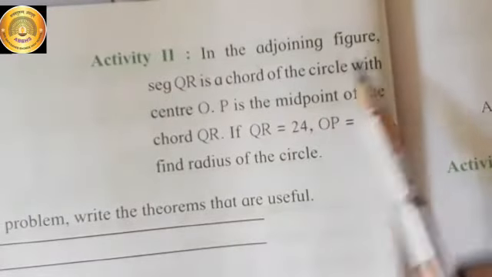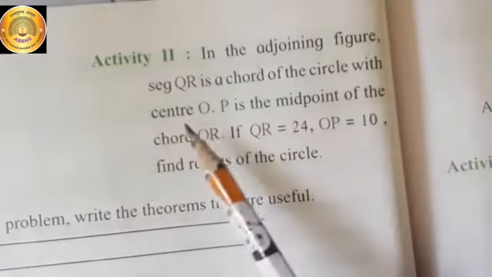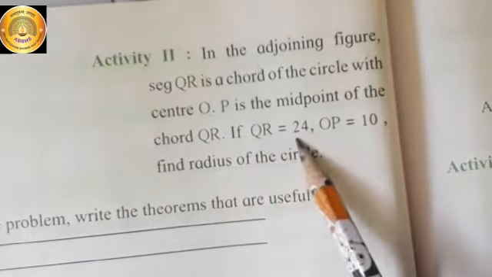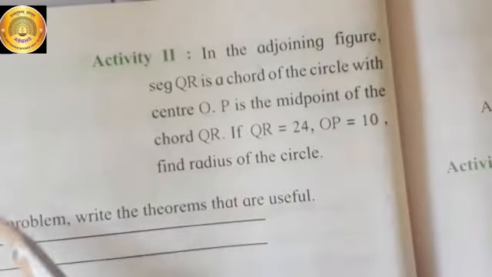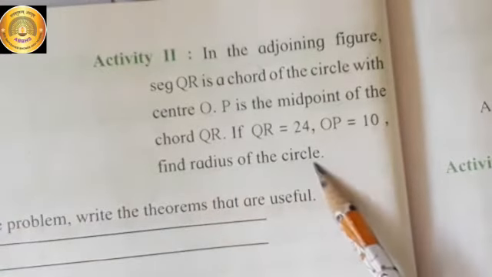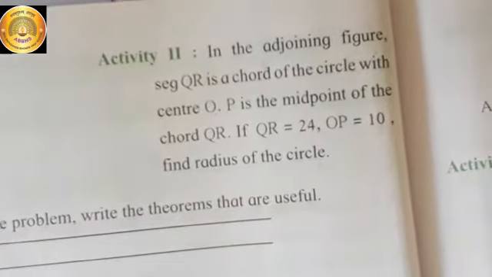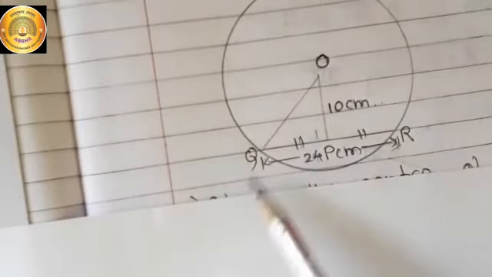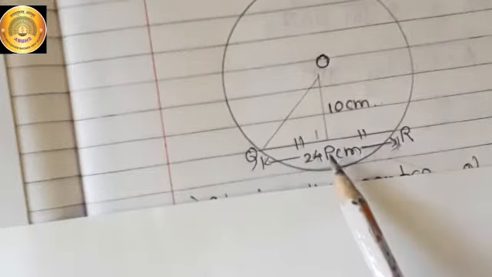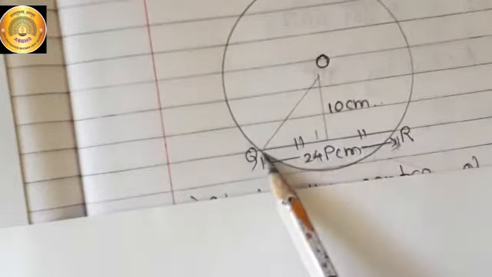In the adjoining figure, QR is a chord of the circle with center O. P is the midpoint of the chord QR. If QR is equal to 24 and OP is equal to 10, we have to find the radius of the circle. So here I have drawn the figure in the notebook. O is the center, OP is given 10 centimeter and the chord QR is given 24 centimeter, and this P is the midpoint of QR.